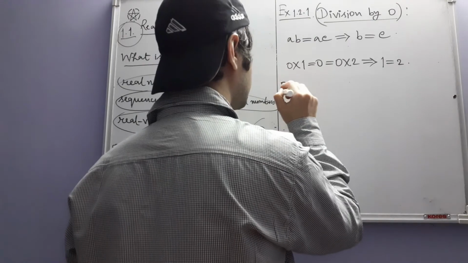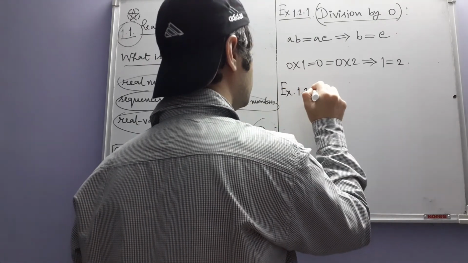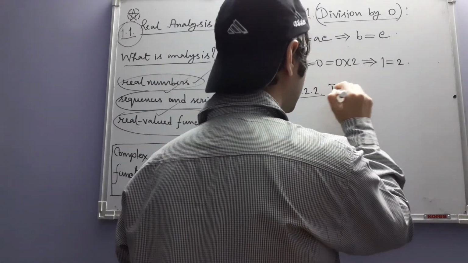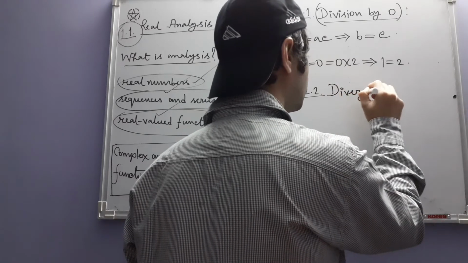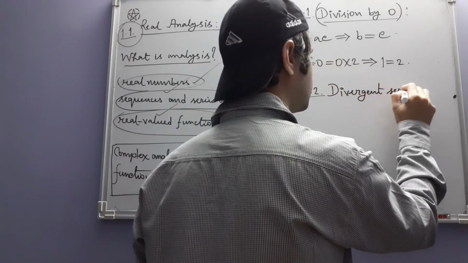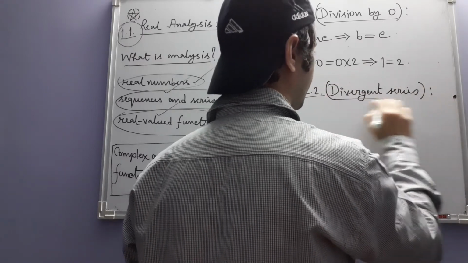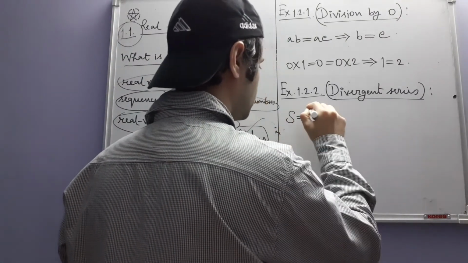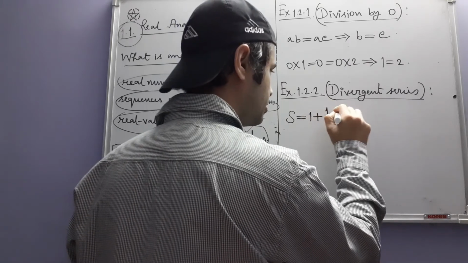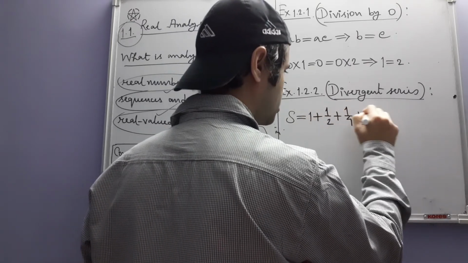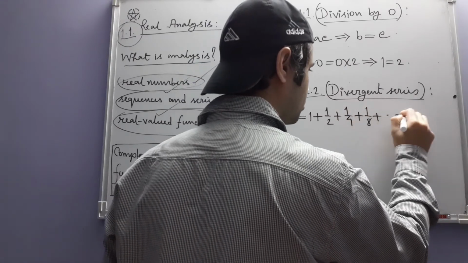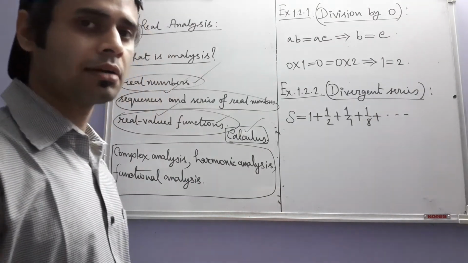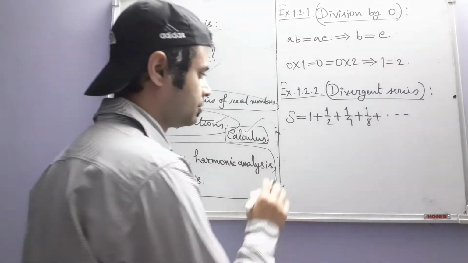Then we look at example 2, here this involves divergent series. Okay, we have come across a geometric series which looks like this, an infinite series of course. And we also know how to find the sum. There is a formula, but forget the formula for now.